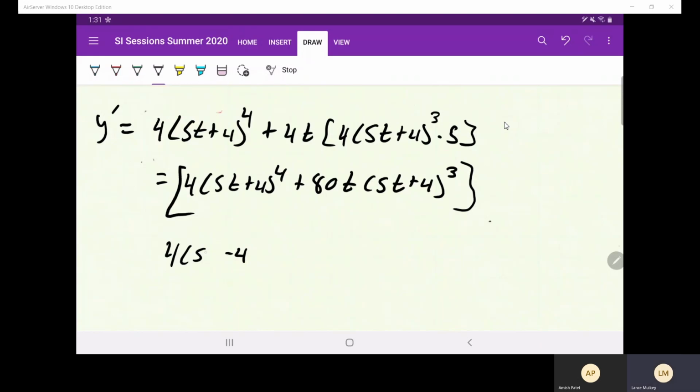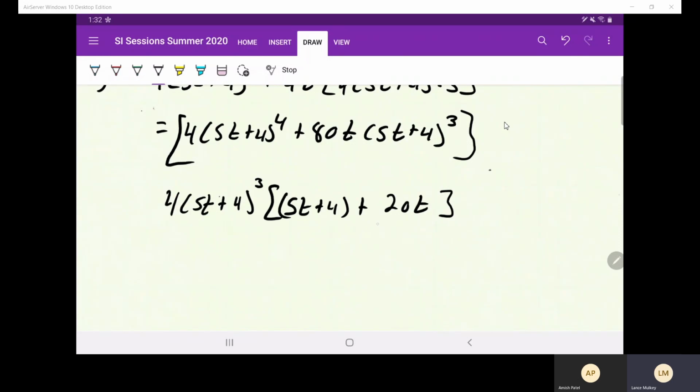And this right here is where I usually write my t's like that, so I can tell. So that's 5t plus 4 plus 20t. All right. So you can add the 5t and the 20t together, so you end up with 4.